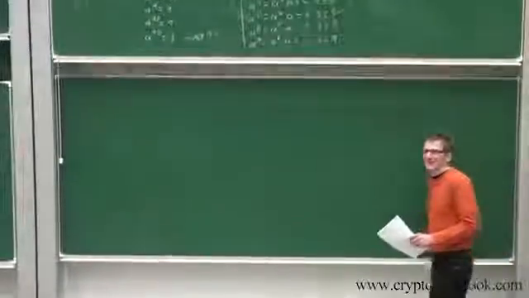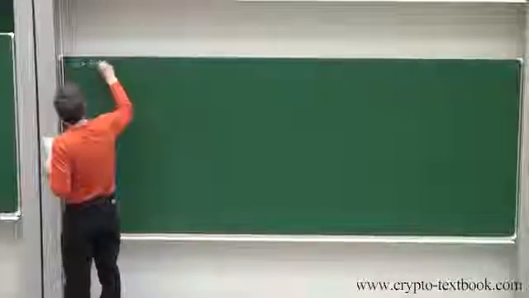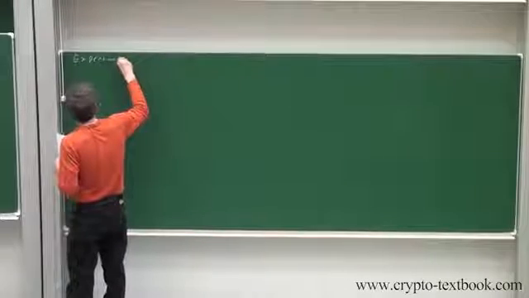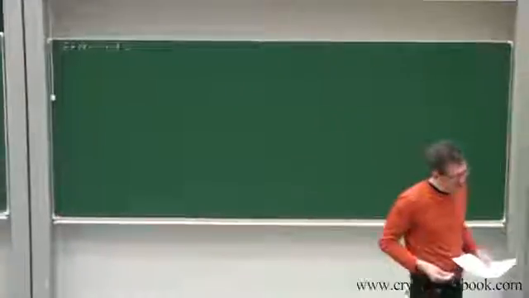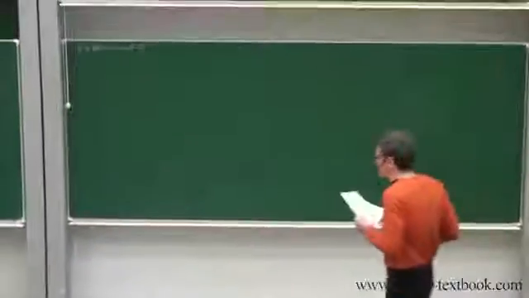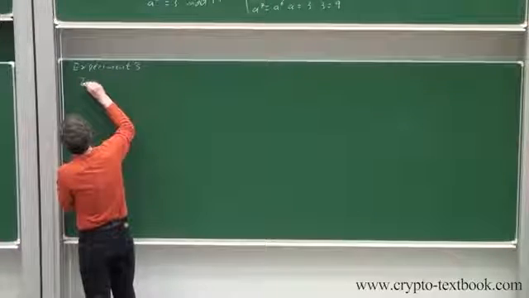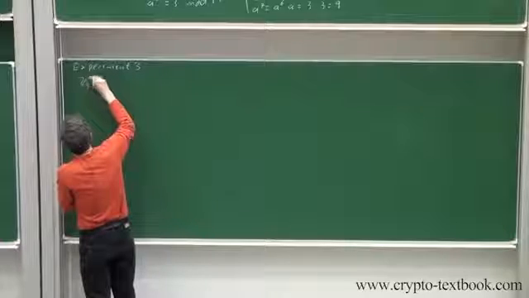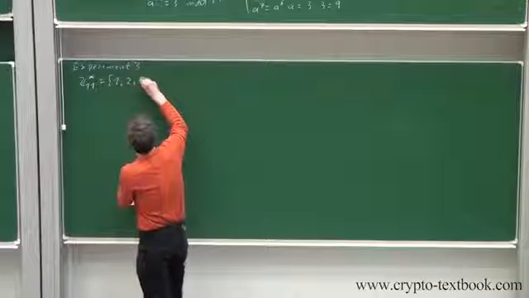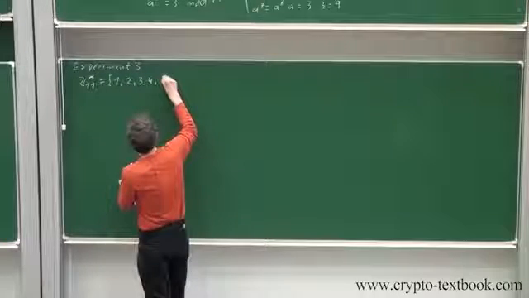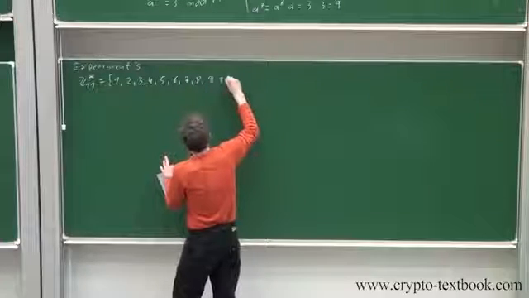Let's do another experiment. Let's do the same thing again. Experiment number 3, and I think that's the last experiment for today. Yeah, it's the last experiment for today. Because we really liked that, we're doing the same thing again. We're looking at the group Z11 star: 1, 2, 3, 4, 5, 6, 7, 8, 9, 10.